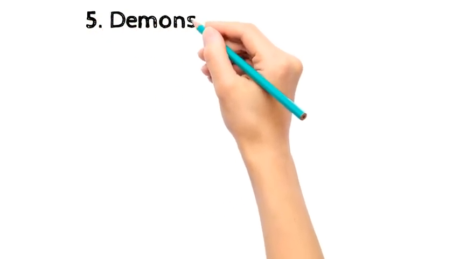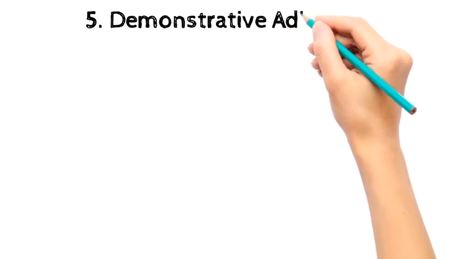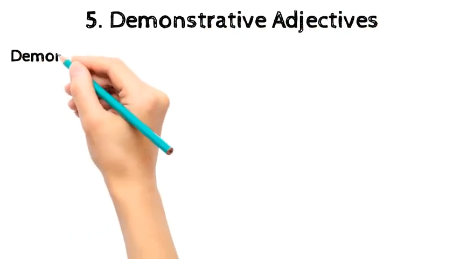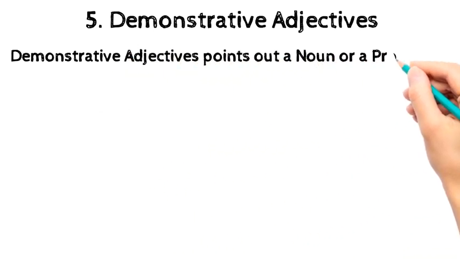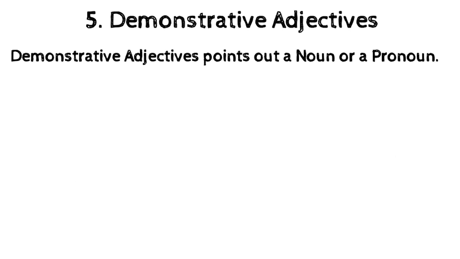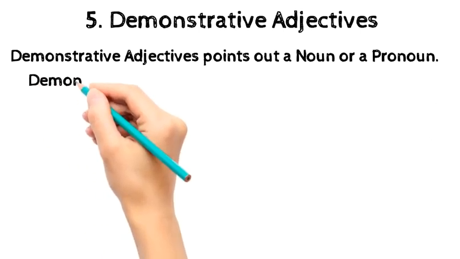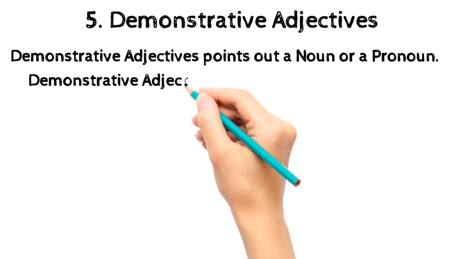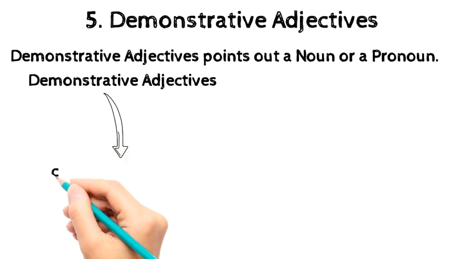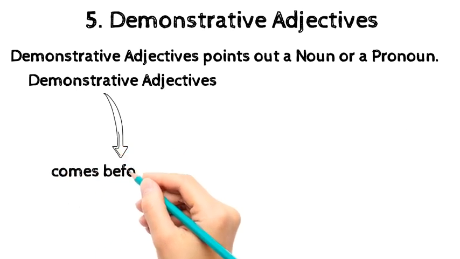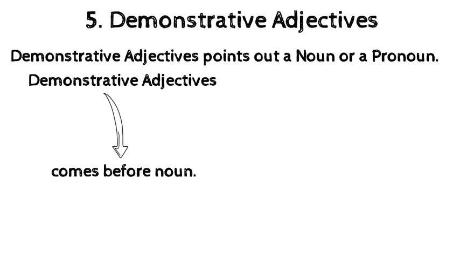Now let's come to our fifth one, and that is demonstrative adjectives. So demonstrative adjectives point out a noun or a pronoun. Let me tell you that demonstrative adjectives are correlated with demonstrative pronouns. So let me help you to understand by differentiating these two. So just like the possessive adjectives, even demonstrative adjectives also come before a noun.